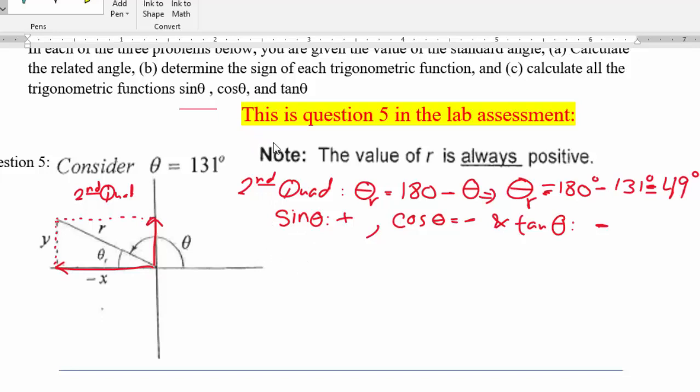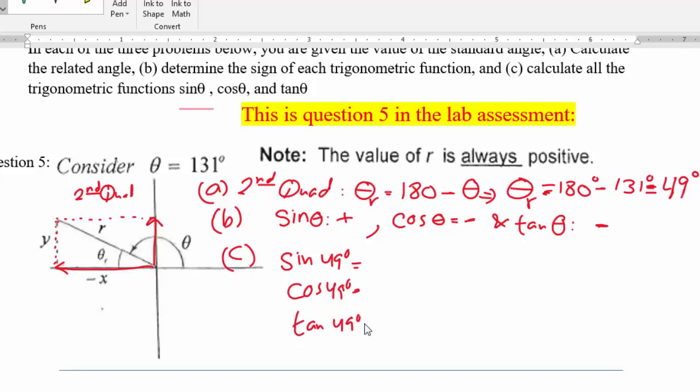So now part C asks us to calculate the trigonometric functions, sine, cosine, and tangent. Since we have the angle, we can easily do the calculation. So this is part A, this is part B. For part C, simply you'll do sine 49 degrees, cosine 49 degrees, of course using the calculator, and tangent 49 degrees. Or you can go with the standard angle. Actually, if you go with the standard angle, it will give you the correct sign. You don't have to worry about positive and negative because the answer will include the correct sign.